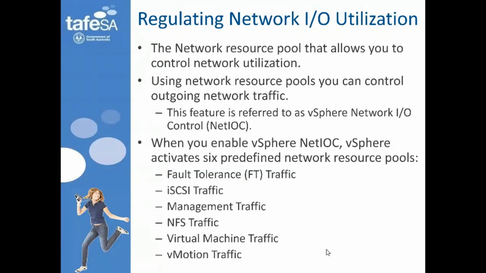When you enable vSphere Net IOC, vSphere activates six predefined network resource pools: fault tolerance traffic, iSCSI traffic, management traffic, NFS traffic, virtual machine traffic, and vMotion traffic. These are predefined pools.